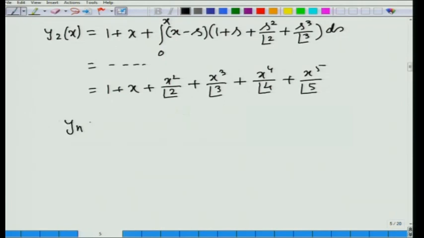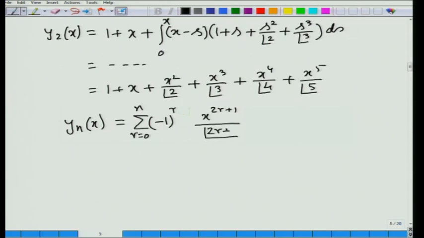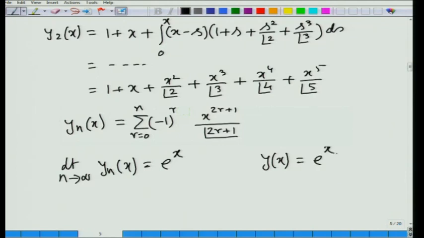So, in this way, from here we can write yn x is equal to sigma r running from 0 to n minus 1 whole to the power r x to the power 2 r plus 1 divided by factorial 2 r plus 1, and once n tends to infinity, limit n tends to infinity, this yn x will be equal to e to the power x, and hence y x equal to e to the power x is the solution to the given problem.